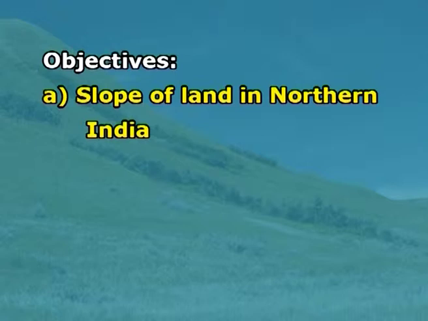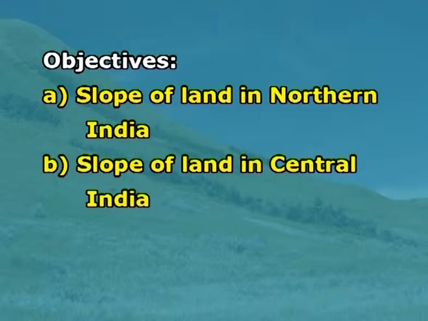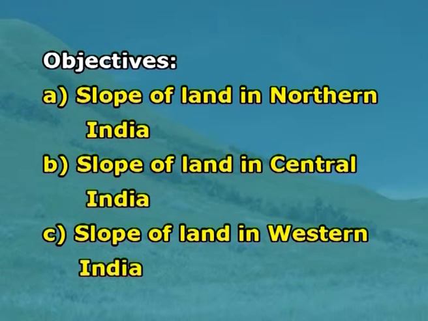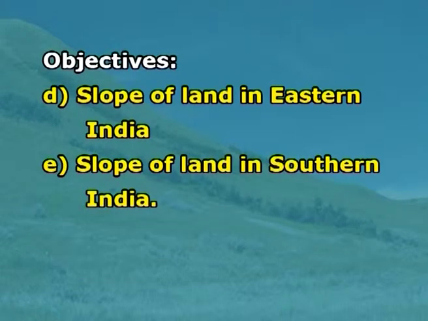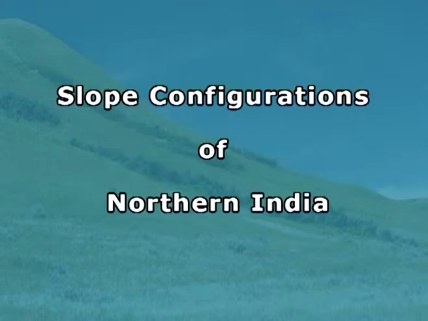The objectives of studying this topic are to know about the slope of land in northern India, slope of land in central India, slope of land in western India, slope of land in eastern India and finally the slope of land in southern India. Now first coming to the slope configuration of northern India.